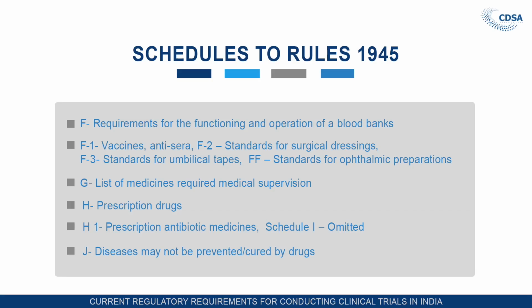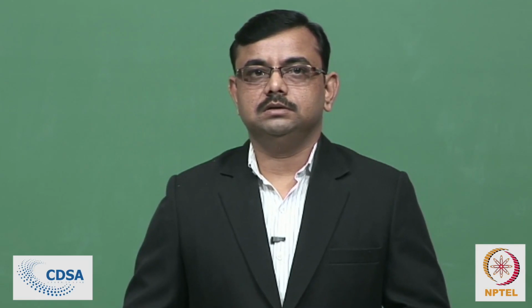Schedule F is a requirement for the functioning and operation of the blood bank. Blood bank and blood product come under biological products, and the Drug and Cosmetic Act has provided some provisions on how to operate the blood bank, what the norms should be, what the specification of the blood products should be, and what the area requirement is for blood donation and blood collection. All that is given in Schedule F.